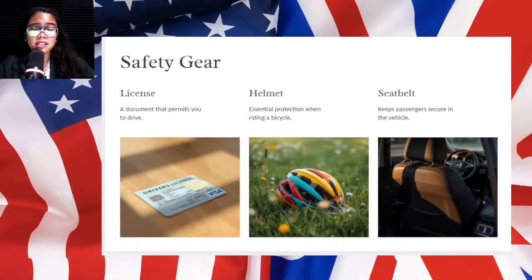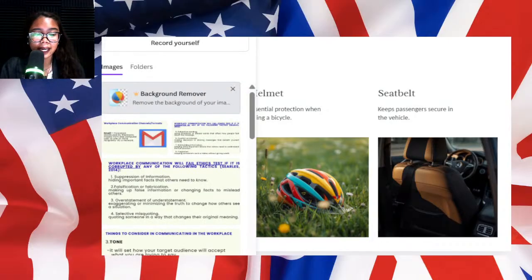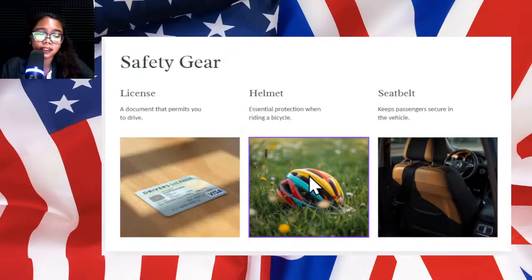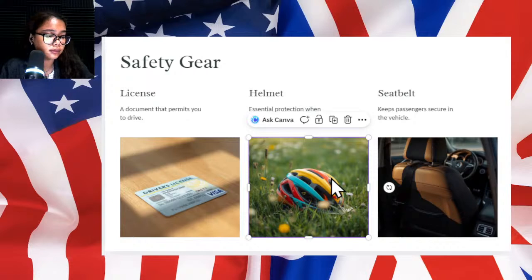Okay. We move on to helmet. Again, helmet. Now, what is a helmet? This one, the second one, everyone. Now, what is a helmet? A helmet is essential protection used when, how do you call it? You use it when riding a bicycle or a motorcycle.